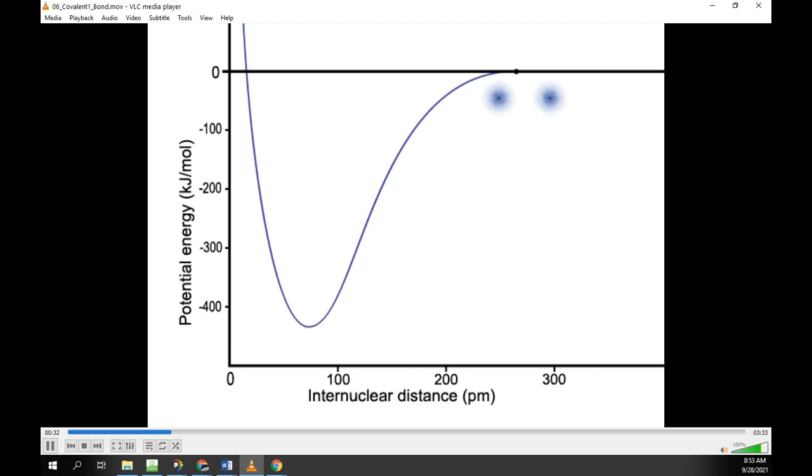When the H atoms are far away from each other, we designate the energy as zero. As they move closer together, they attract each other more and more, and the energy decreases to a minimum. At this point, a stable hydrogen molecule is formed. If the nuclei come any closer, the energy increases rapidly as nuclear and electron repulsions take over.